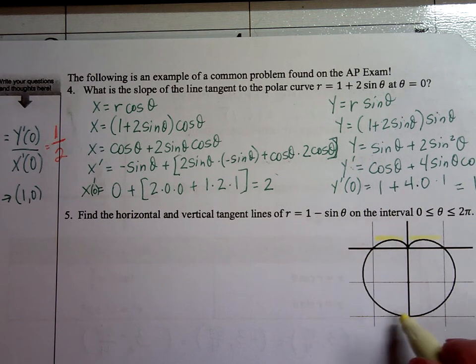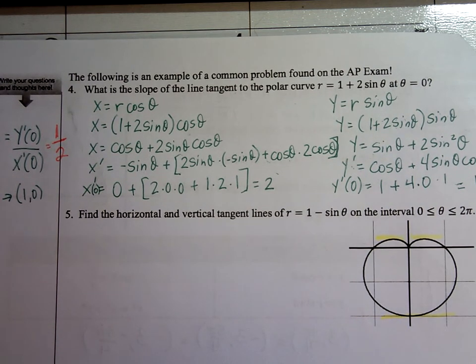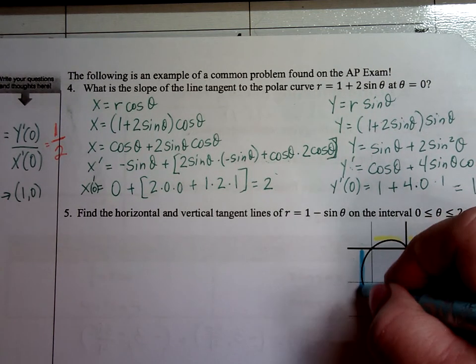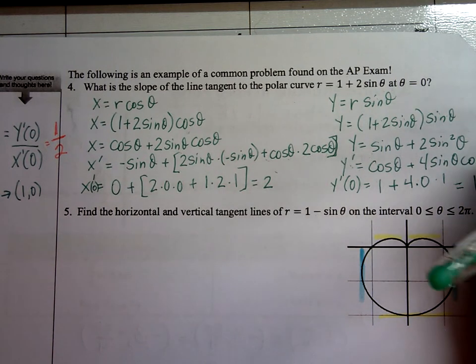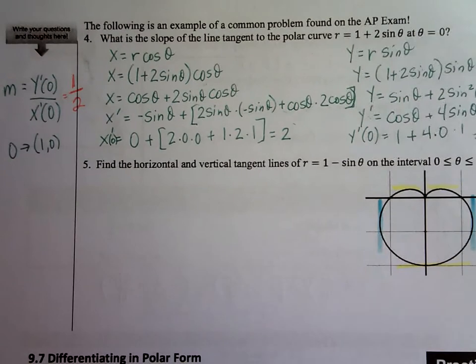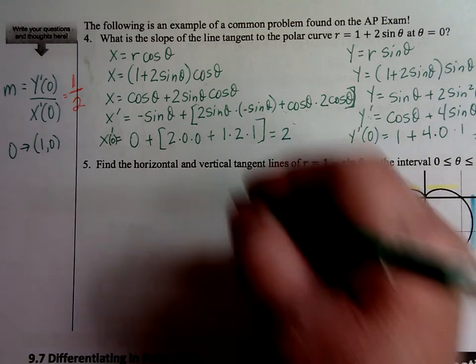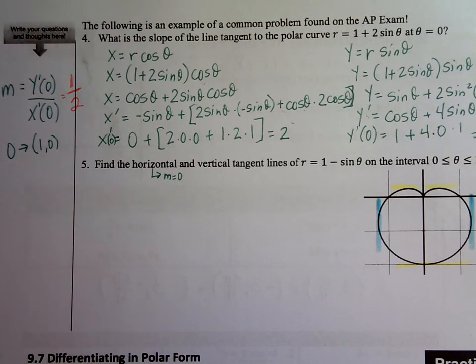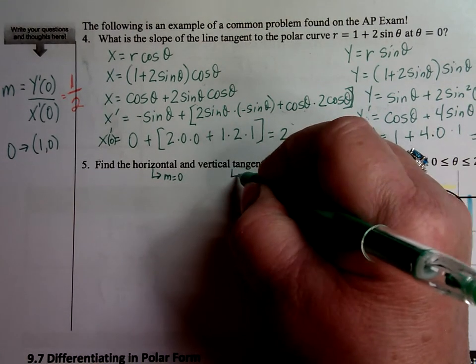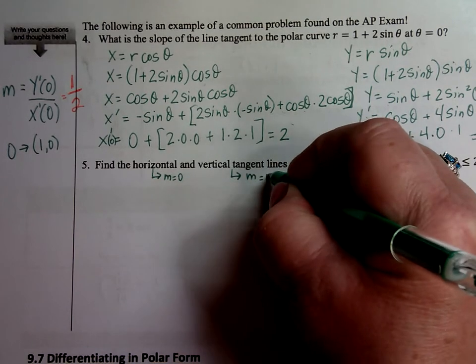But then there's another place here, so there should be 3 horizontal tangent lines for this guy, and there should be 2 that are vertical. So right off the bat, I know how many answers I'm looking for, but geez, I have no idea what they are. So I'm going to try to figure this out. If I am a horizontal tangent line, then my slope equals 0. Right? This is an m equals 0. And if I'm a vertical tangent line, then I am an m that's undefined. Remember, undefined.